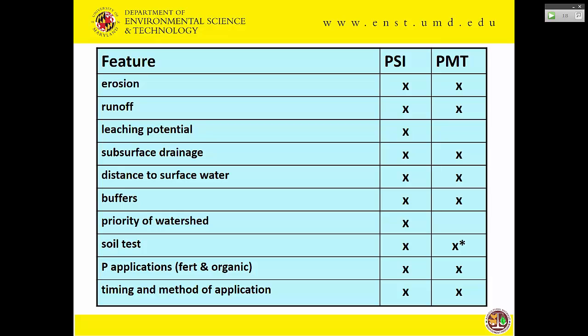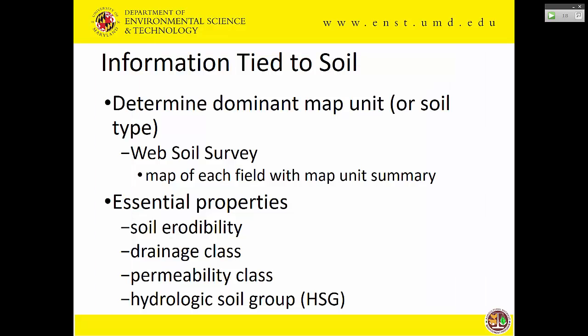Now, I want to emphasize that you may look at erosion in both tools, but don't think they're scored the same, because the way they were set up mathematically is very different. The PSI was quite streamlined. The PMT was constructed in a much more complicated fashion. So they may both be there, but they're not treated the same way.